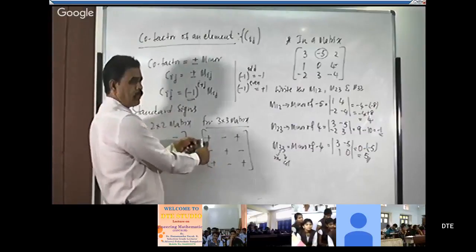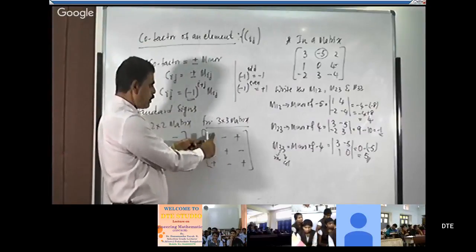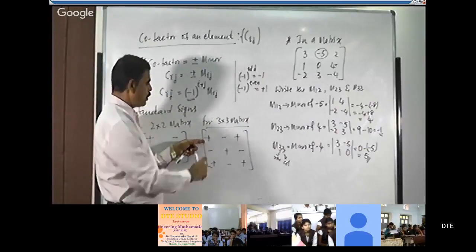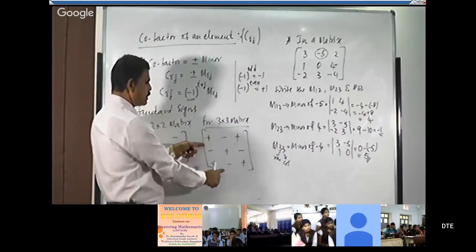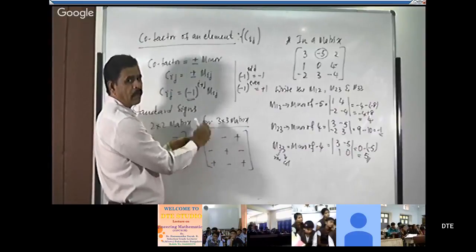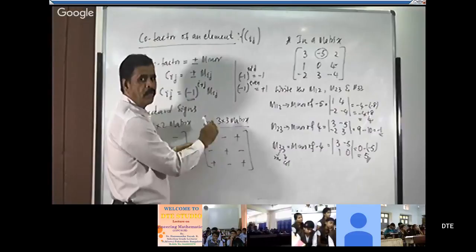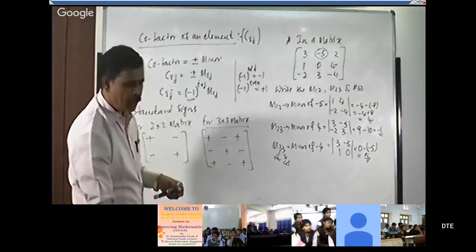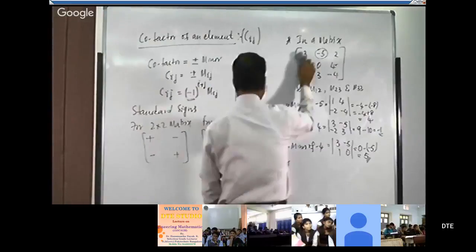Along with this sign, if I write the minor, that will become the cofactor. It is very simple. Along with these standard signs, if I write the minor of that particular element corresponding to its position, it will be the cofactor of that particular element. I will show you an example.